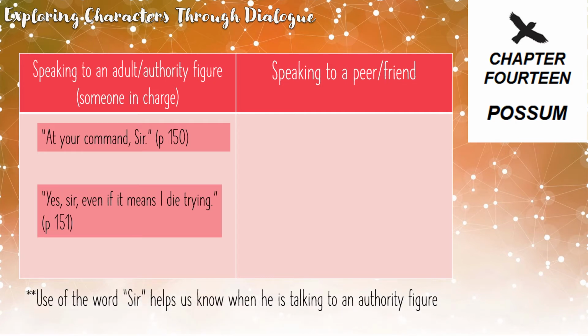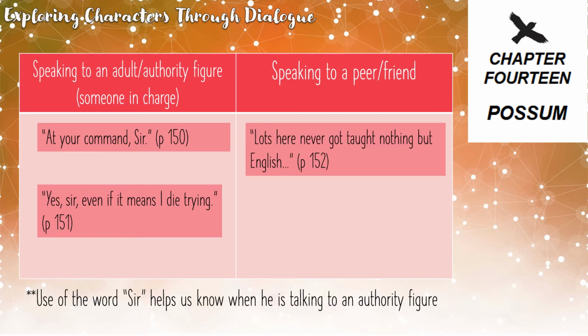We know he's likely talking to an authority figure in these two sentences of dialogue because he uses that word sir. It's a very formal way of speaking. He sounds like somebody who might be in the military or like a student in school. He's being very respectful and very formal in the way that he speaks.